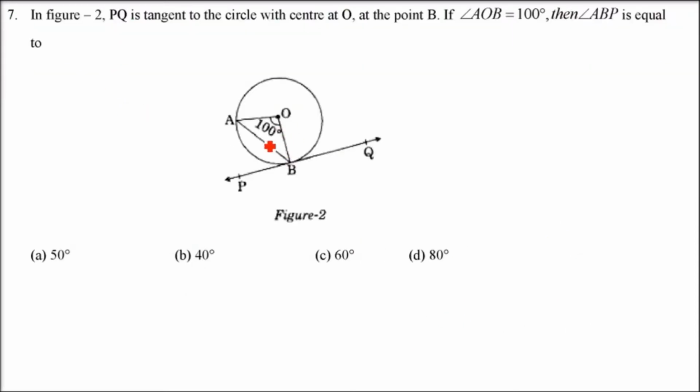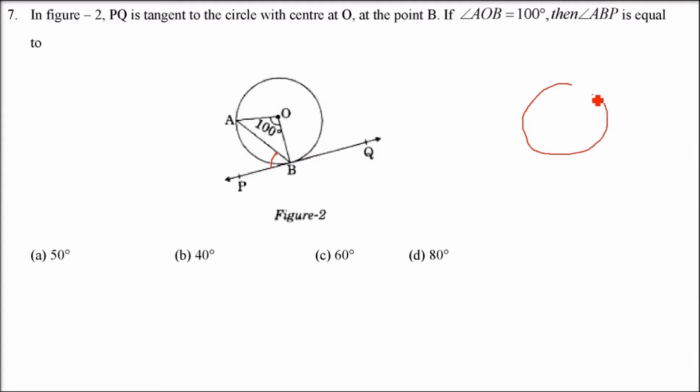Now here in figure 2, PQ is tangent to the circle with center O at the point B. Angle AOB is given as 100 degrees. Angle APB is what? So this is 100 degrees. Now, this angle APB you have to find out.